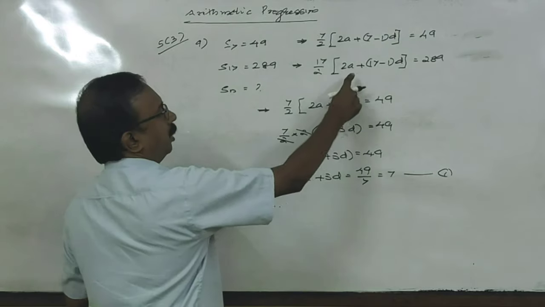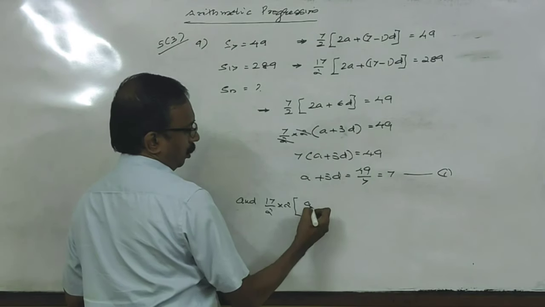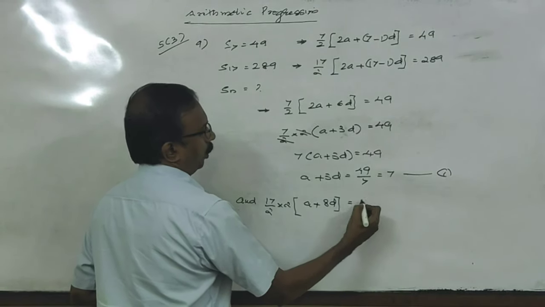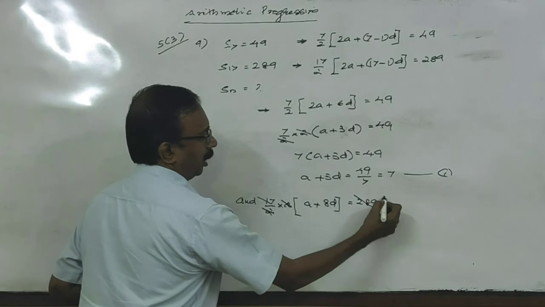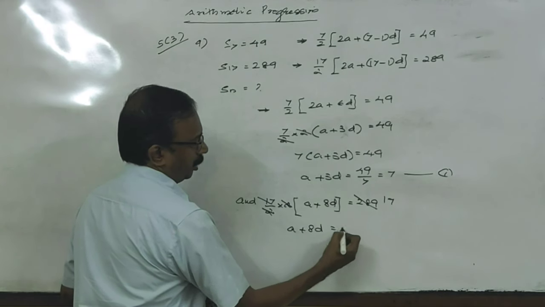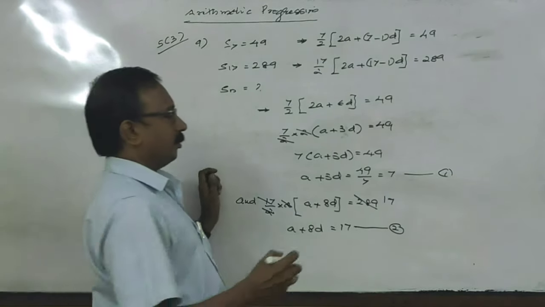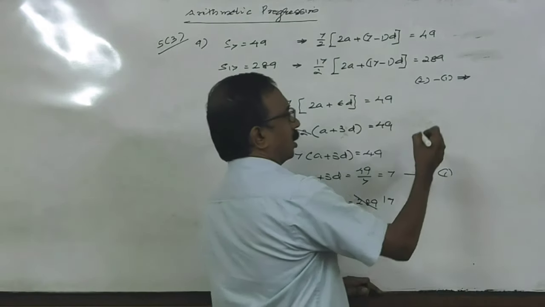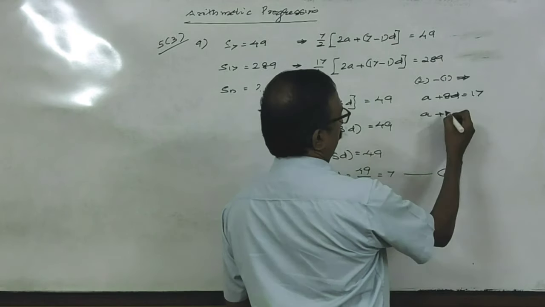Taking 17 by 2, 2 common, 2 into a plus 16d by 2 is equal to 289. Then 17 into 17 is 289, so we have a plus 8d is equal to 17, which is equation number 2, isn't it? Now solve equation 2 minus equation 1. We have a plus 8d is equal to 17 and a plus 3d is equal to 7.